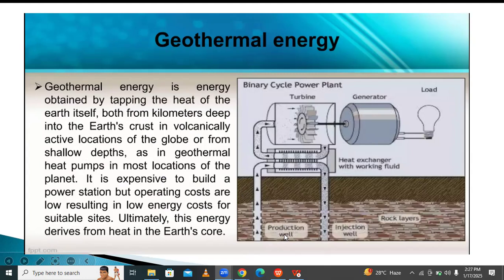Here, by using the production well, we can generate electricity. The heat energy is converted into steam, which passes through the turbine, and the turbine rotates, which means the generator is rotating, and we can generate electricity. From the ground, a huge amount of heat comes up with steam. Because of the steam, the turbine is rotating, and when the turbine rotates, the generator also rotates and generates electricity. This is one type of geothermal energy.